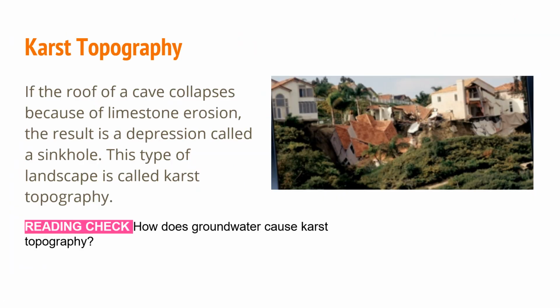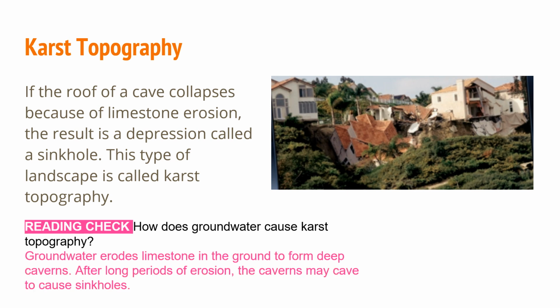All right, so karst topography. If the roof of a cave collapses because of limestone erosion, the result is a depression called a sinkhole. This type of landscape is called karst topography. So how does groundwater cause karst topography? Groundwater erodes limestone in the ground to form deep caverns. After long periods of erosion, the caverns may cave in to cause sinkholes.